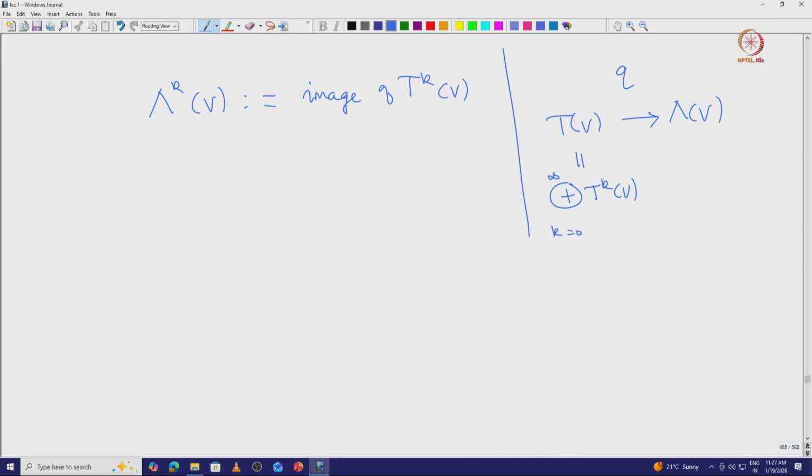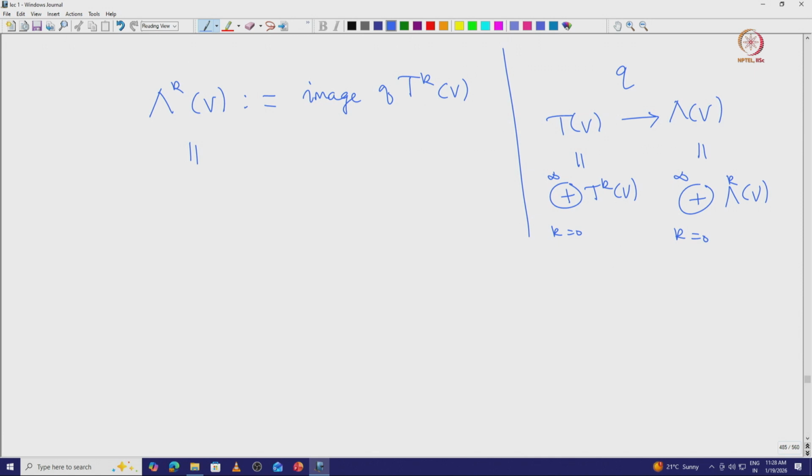Since the ideal that we are going modulo is indeed a graded ideal, because it is generated by x tensor x, this quotient lambda V is also going to be graded. So, this is indeed the direct sum of these lambda k V, k ranging from 0 to infinity. Now you can see what this lambda k V will be. It will be generated by all the images of the k-fold tensors that you are getting from T^k V.